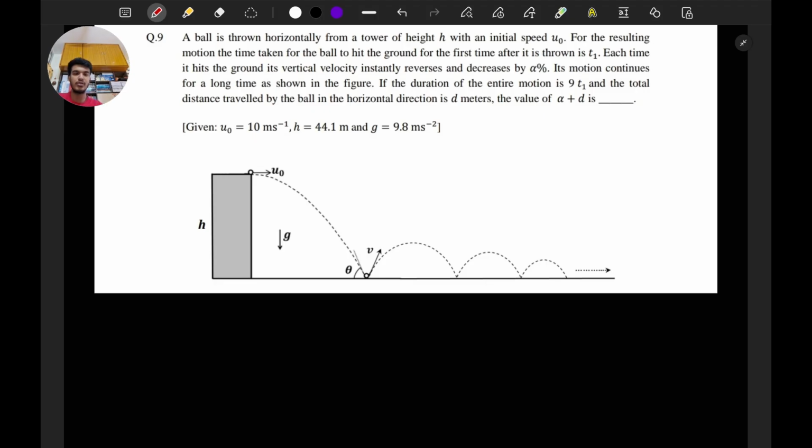For the resulting motion, the time taken for the ball to hit the ground for the first time after it is thrown is t1. So this point is t equal to t1, and each time it hits the ground, its vertical velocity instantly reverses and decreases by alpha%. Its motion continues for a long time as shown in the figure. If the duration of this entire motion is 9t1, and the total distance traveled by the ball in the horizontal direction is d meters, the value of alpha plus d is.